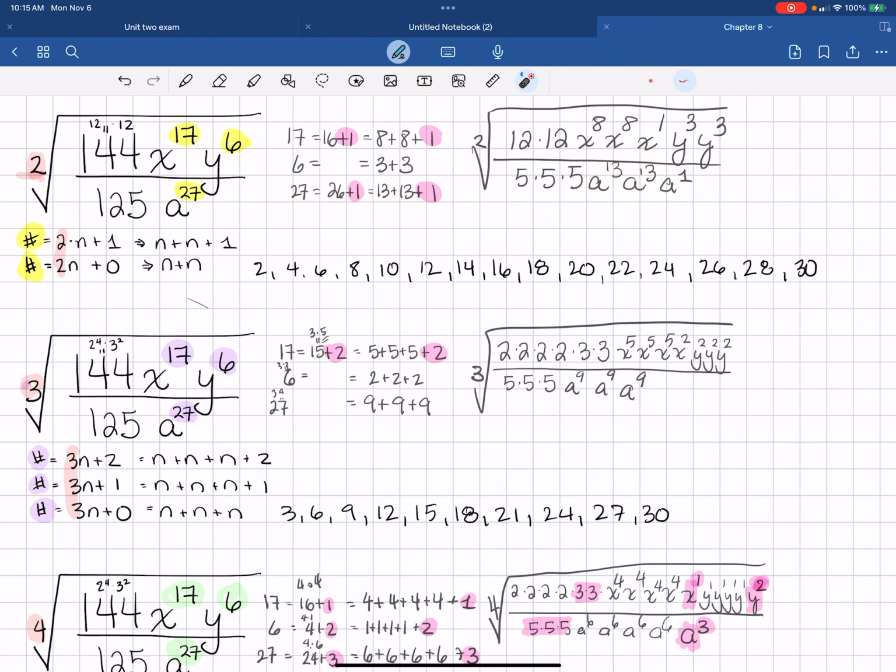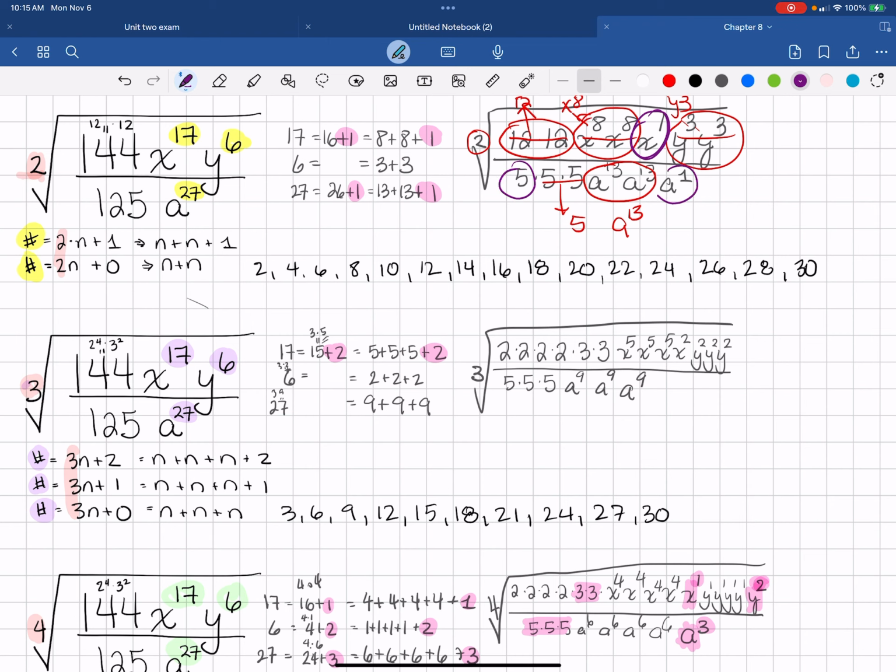So now if I want to eliminate, I'm looking for pairs. So I pull out a 12. I have 2 x to the 8ths. And I have 2 y to the 3rds. And on the bottom, I have 2 5s. And I have 2 of these a to the 13ths. And left over, I have an x to the 1, a 5, and an a. So I have to keep track of my leftovers.